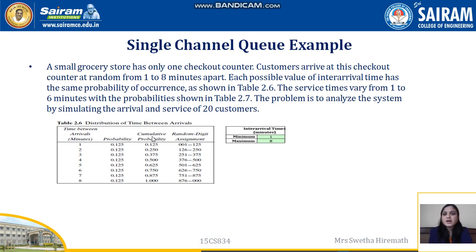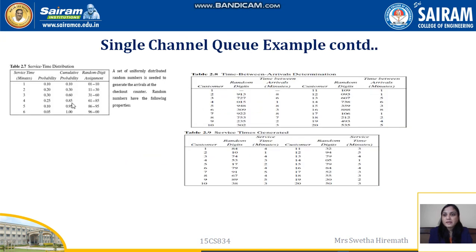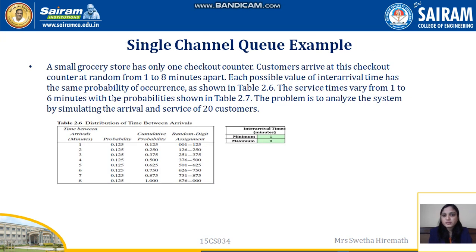So here we have the time between arrivals distribution, and also the service time varies from 1 to 6 minutes with the probability shown in table 2.7. So this is the service time distribution of the customers who arrive. The problem is to analyze the system by simulating the arrival and service of 20 customers. So we have to simulate the same scenario with the help of 20 customers who arrive randomly and get serviced randomly. So the first thing to note down is the distribution of time between the arrivals.